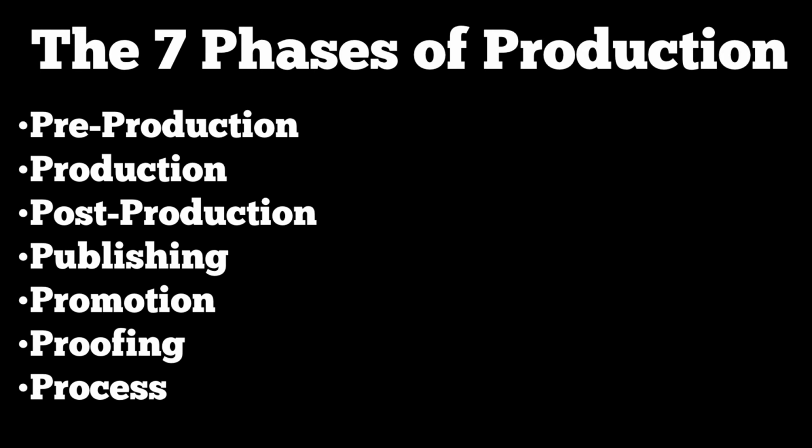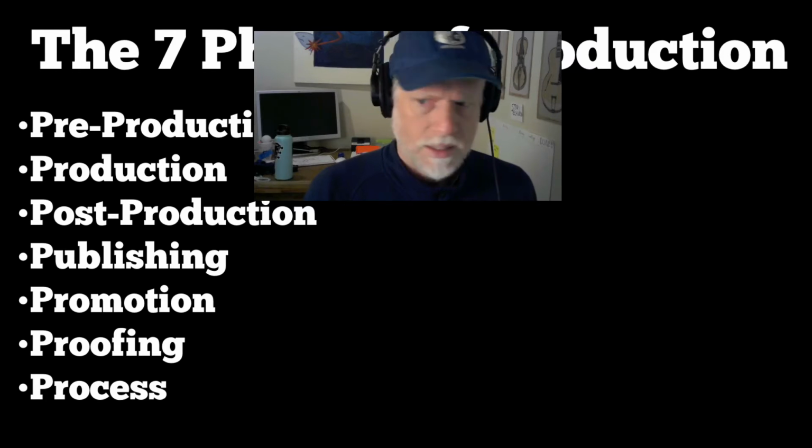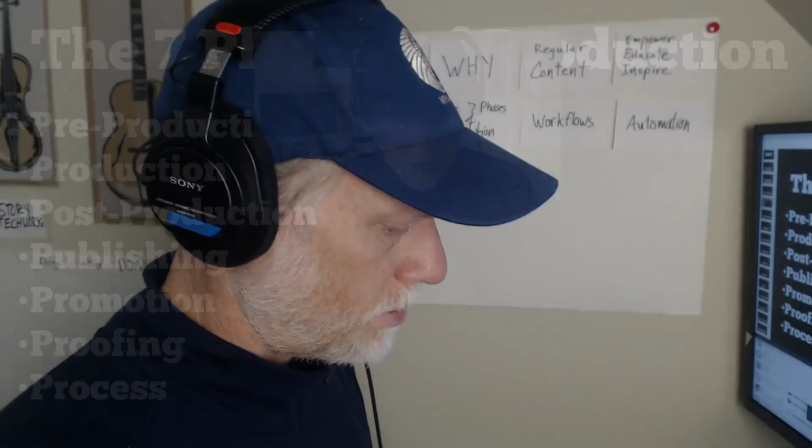Proofing is testing. How did that work? Asking people how they thought it worked. What can you learn from that? And again, process. Process is just looking at ways to improve the entire process. For example, I call this 7 phases of production, what I call the 7 Ps. I call that a process. Well, obviously it is a process.